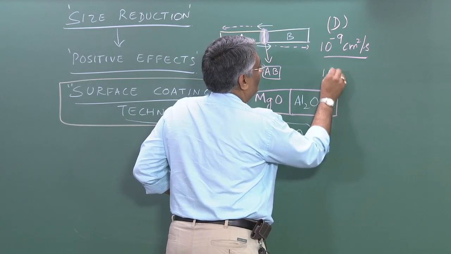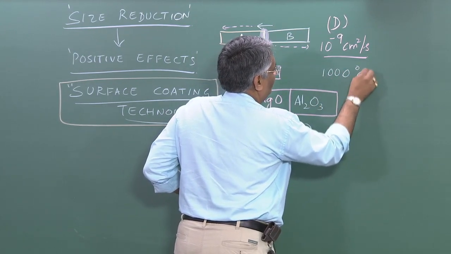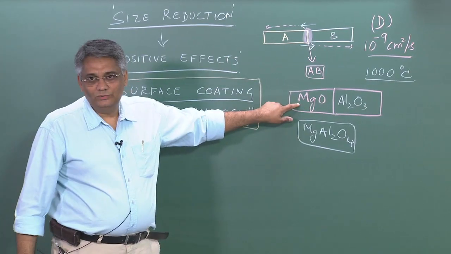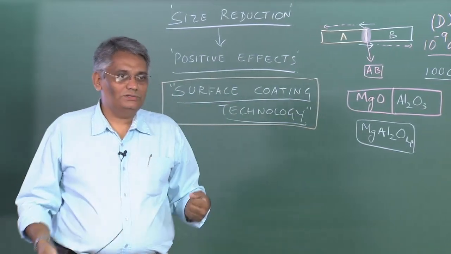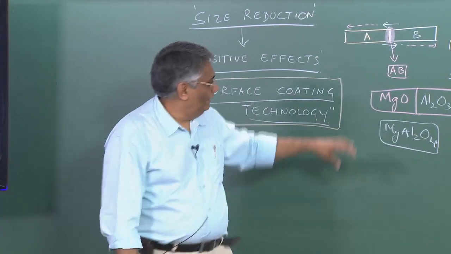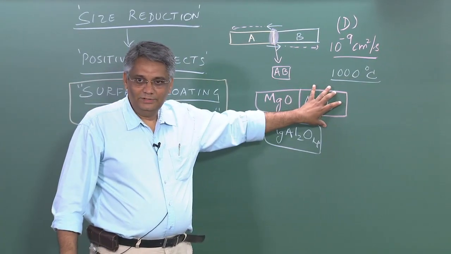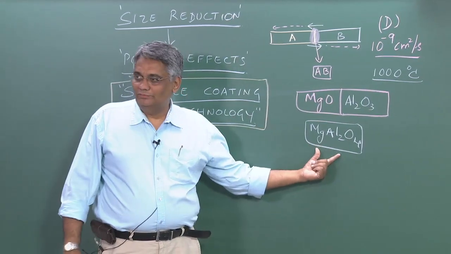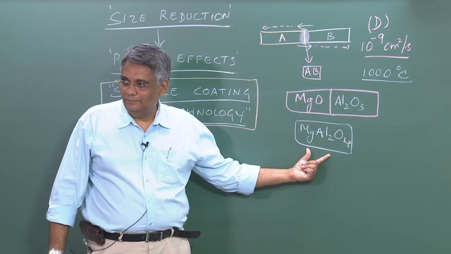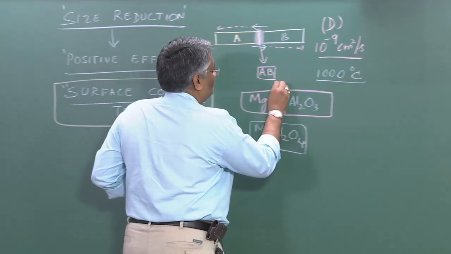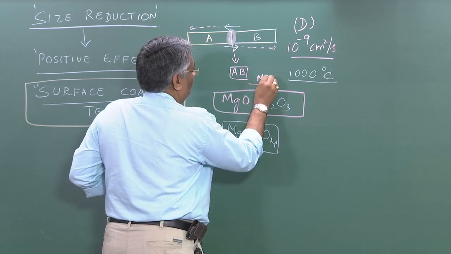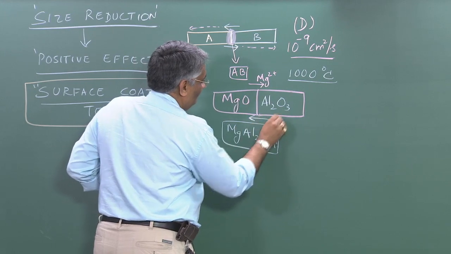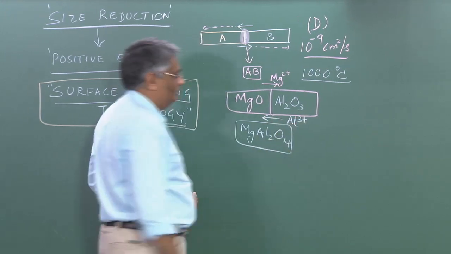And typically the reaction temperature has to be 1000 degrees centigrade, because you first need to break up the individual bonds in magnesium oxide and aluminum oxide, and the new bonds have to form for the formation of this new compound, is it not? So it's a migration of magnesium ions and aluminum ions on the other side.